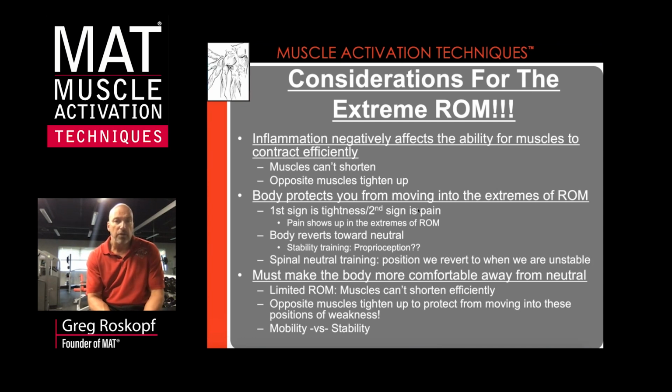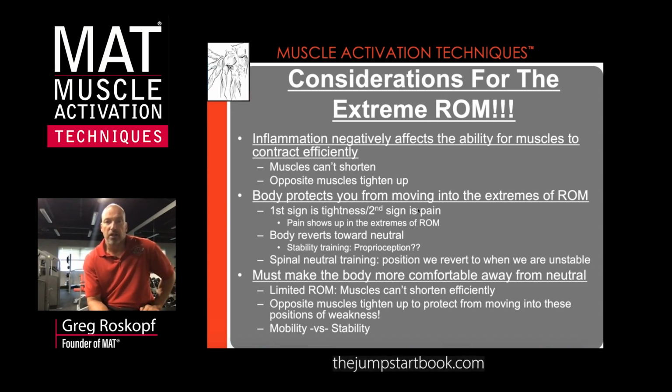So we know that the body will protect us from moving into the extremes of range of motion when we have weaknesses. And so we need to actually teach the body, kind of reestablish neuromuscular function when you have these weaknesses. Because the first sign of muscle dysfunction, like I said, is tightness. The second sign is pain. And pain typically shows up in the extremes of range of motion.